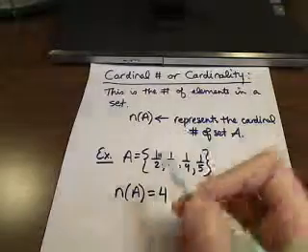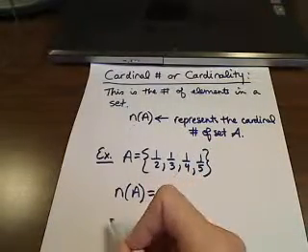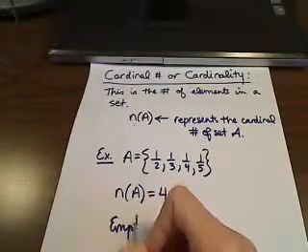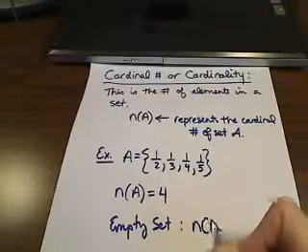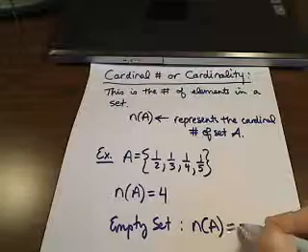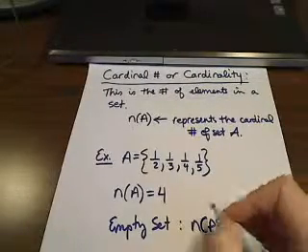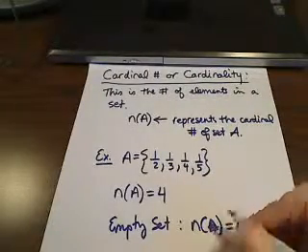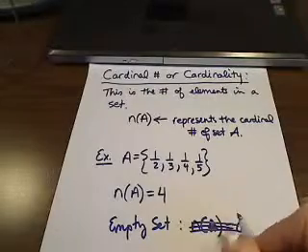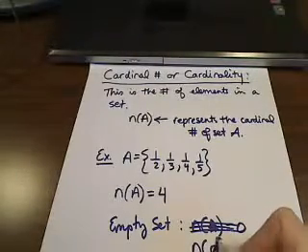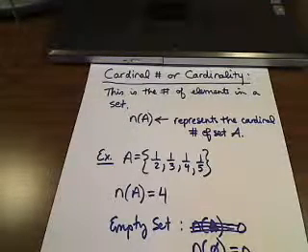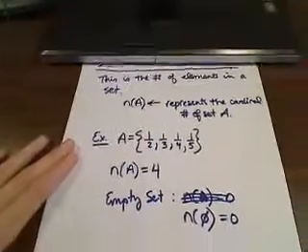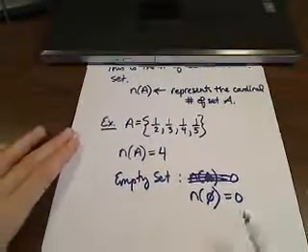And the empty set, I should just mention this, the empty set has a cardinality of 0. Oh, that's not A, sorry. The empty set. Cardinality of the empty set is 0. In other words, it doesn't have any elements, which we've already talked about. Okay.